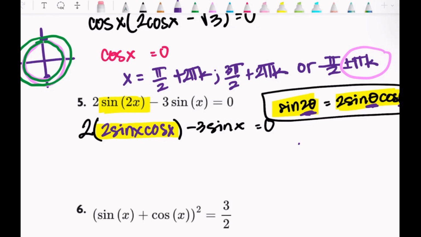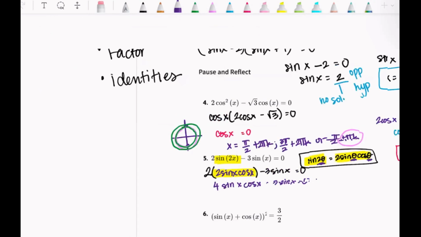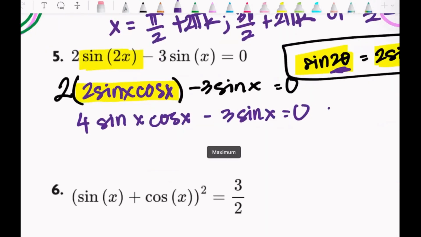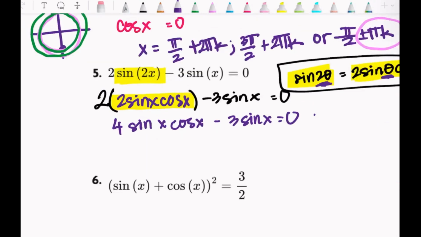So I'm going to multiply out here. So I get 4 sine x cosine x minus 3 sine x equals to 0. And then I'm going to start using it again. I'm going to go through my SAD map, factoring. And some of you are like, oh, Miss Johnson, now you have sine x and sine x. Now you can factor out a sine x. Exactly. So I'm going to factor out a sine x.